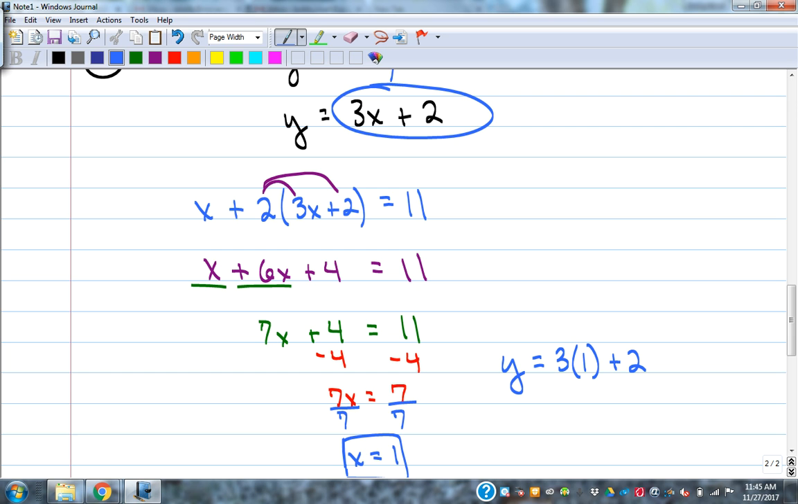So we're substituting again the 1 for x in this equation. That's going to give us 3 times 1 is 3 plus 2 is 5. So our final answer is this ordered pair, (1, 5).